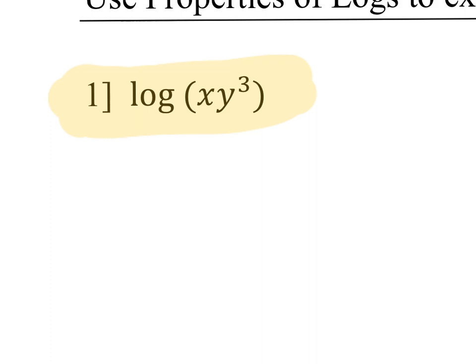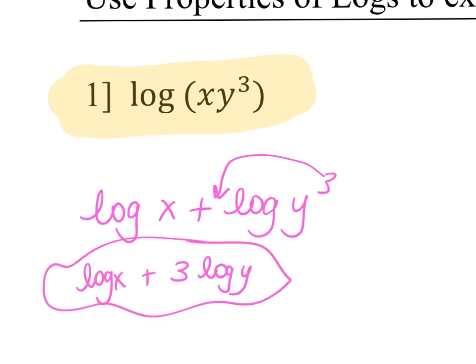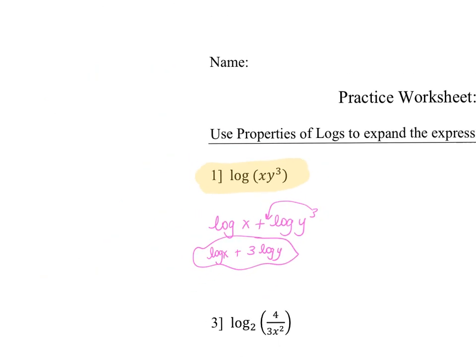You're expanding it. Good, because it's already smushed together. What do you see is happening between x and y? Multiplication. What do we think of when we think of multiplication? Addition. So let's look. I'm going to write log of x plus log of y to the 3rd. Am I done? The 3 goes where? So it's log x plus 3 log y. Okay, good.